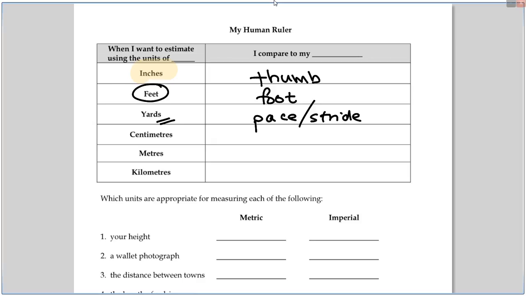Okay, centimeter. On the meter stick, there's 100 little ticks. For me, because my fingers are fat, roughly a pinky is the centimeter. The centimeter is smaller than the inch. In fact, you need a couple centimeters to get the inch.